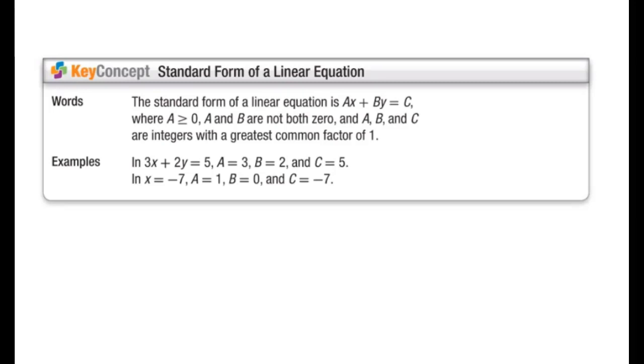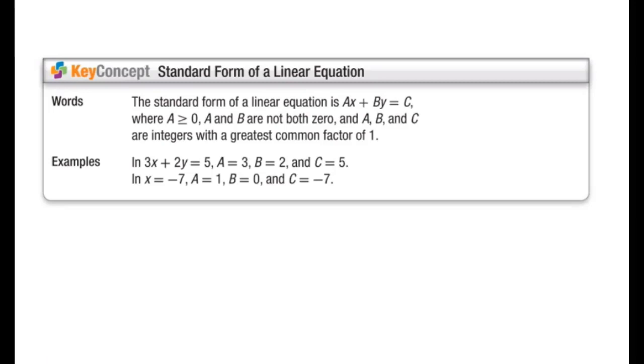Okay? So now look at that second example. You have x equals negative 7, a equals 1, and b equals 0, and c equals negative 7. So in the formula, x equals negative 7, what number doesn't have a variable? X equals negative 7. What number doesn't have a variable?